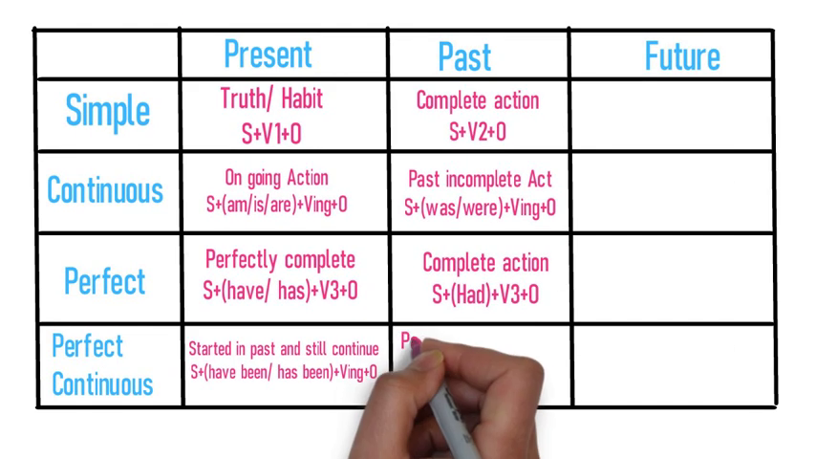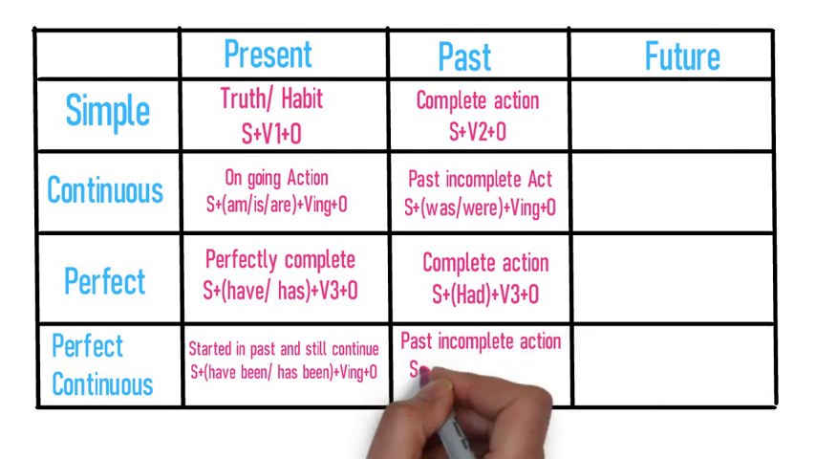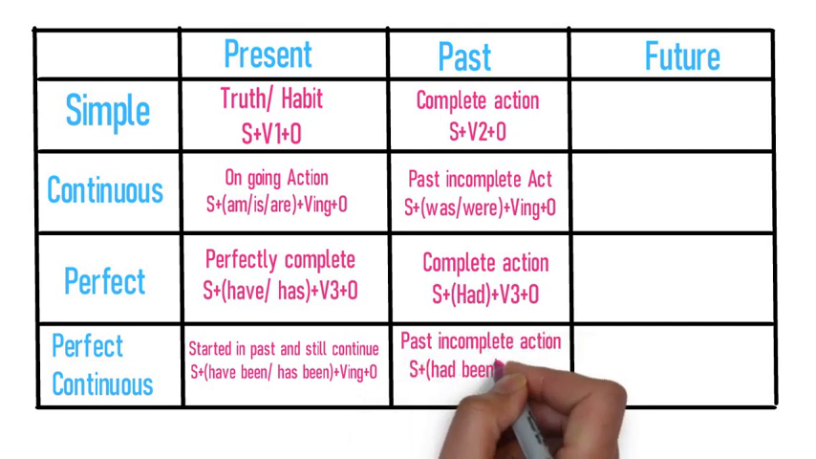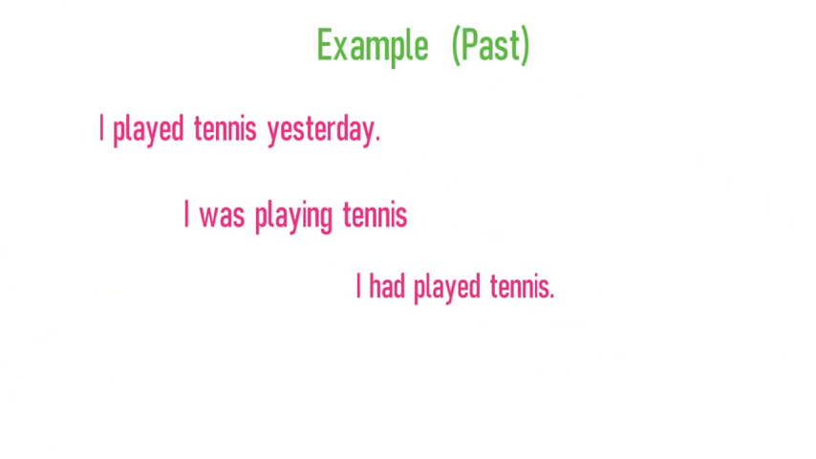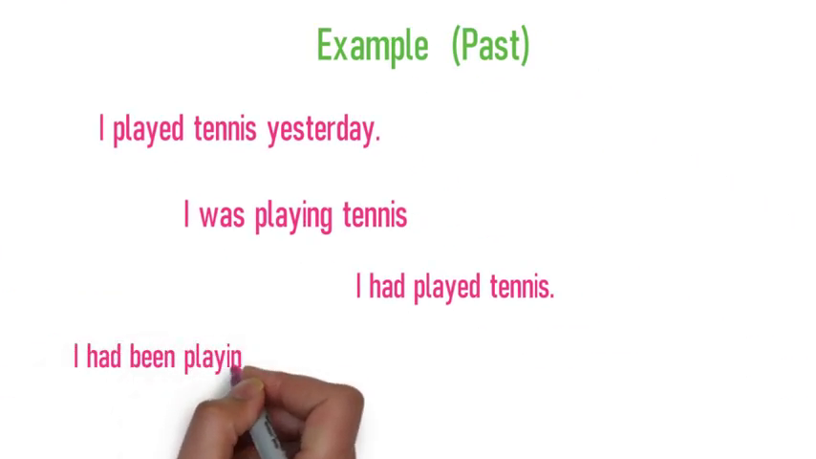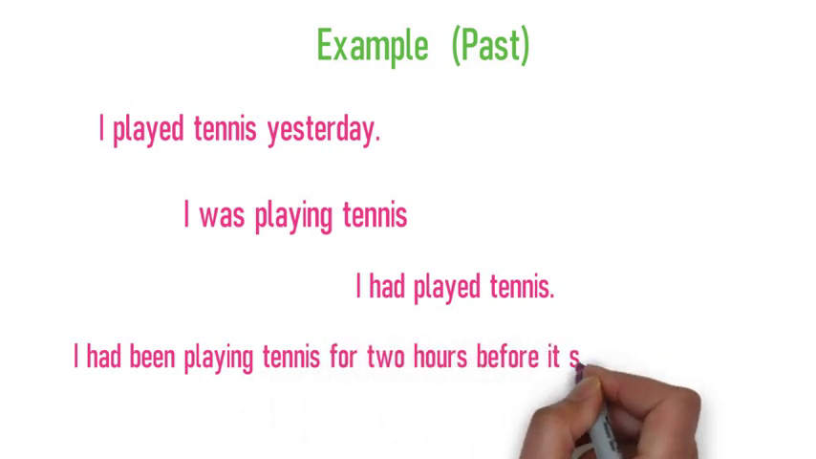Finally, we have the past perfect continuous tense. That is a past incomplete action. The structure of past perfect continuous tense is subject plus had been plus first form of verb with ing plus object. For example, I had been playing tennis for 2 hours before it started to rain.